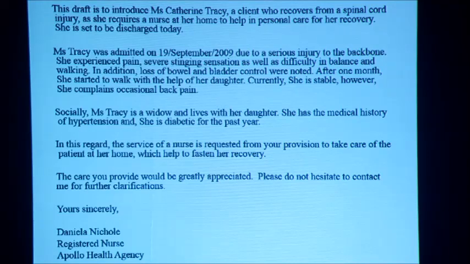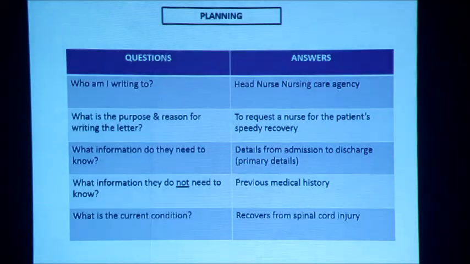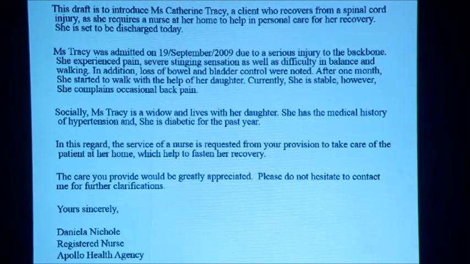Coming towards body paragraph 1, and that's what we prominently included in the question, like what all the details they must include. The purpose of the letter we have already said, requesting the nurse. What information do they need to know? Details from admission to discharge. Miss Tracy was admitted on 19th September 2009 due to a serious injury to the backbone. She experienced pain, a severe stinging sensation, as well as difficulty in balance and walking. In addition, a loss of bowel and bladder control was noted.